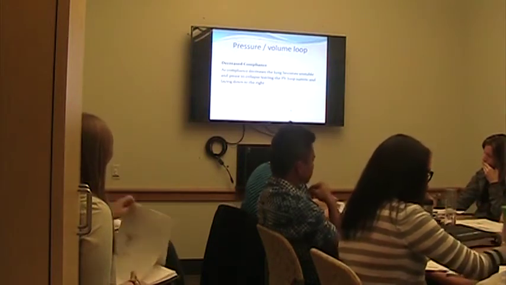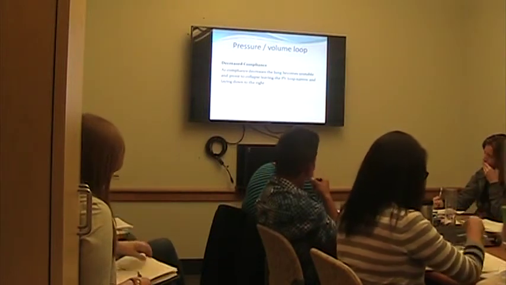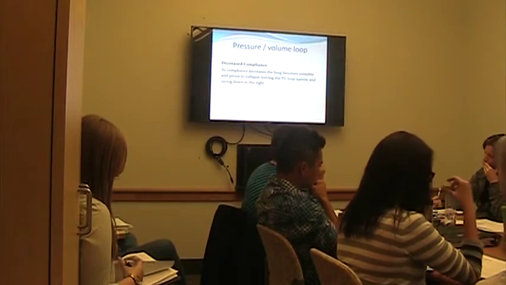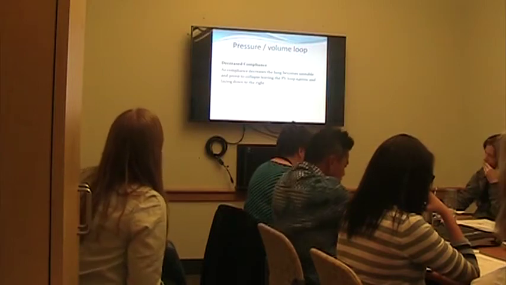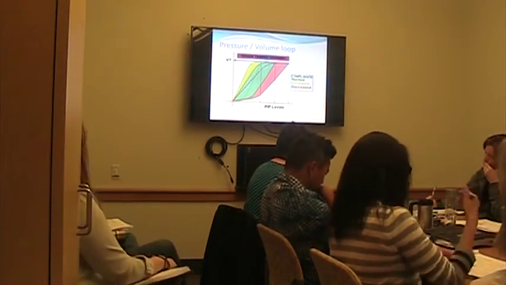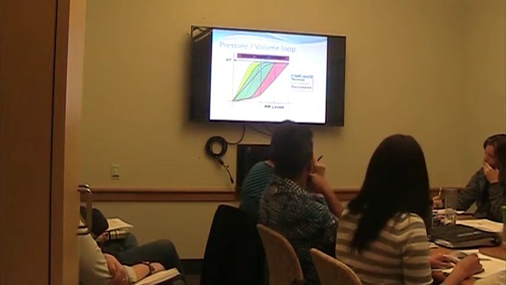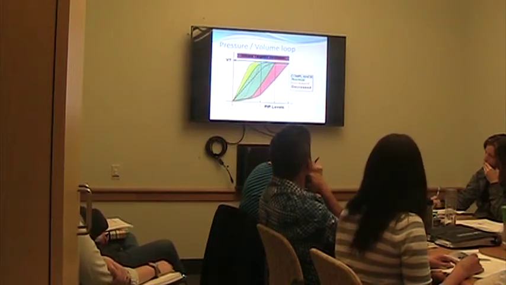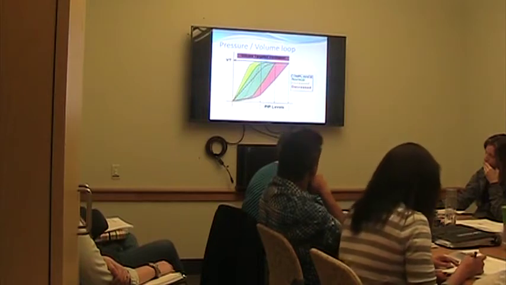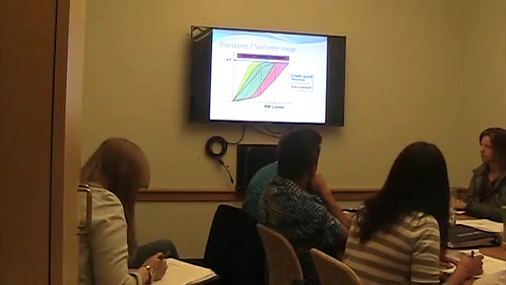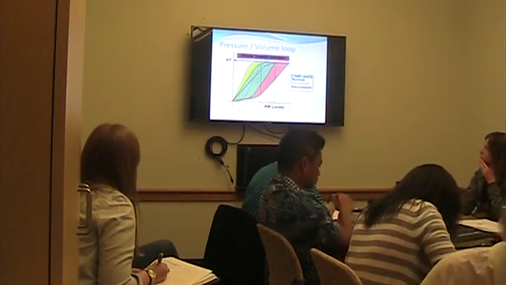So if we skip ahead a little bit, we're talking about decreased compliance. As the compliance decreases, the lung becomes unstable and prone to collapse. So it leaves the pressure volume loop narrow and laying down to the right. Now, this one has a green one here, and it doesn't show up on your paper copy. But the middle one is your normal loop, okay? So we expect to see some distance between the inspired side and the expired side. And every patient's different, so it's a relative thing.